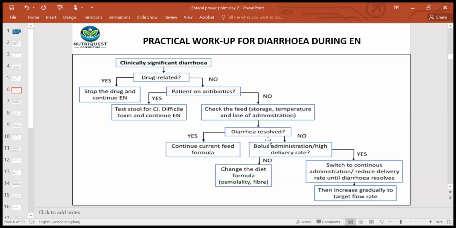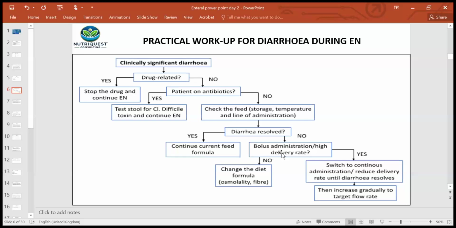If the diarrhea has resolved after doing all this, then continue the current feed formula. If no, then check bolus administration or high delivery rate. You need to ask yourself, could the diarrhea be because of the bolus administration, or because the feeds that are going continuously are being given at a higher rate? That is another thing that you need to check. If the feeds are being given at a higher rate, then that is a concern.